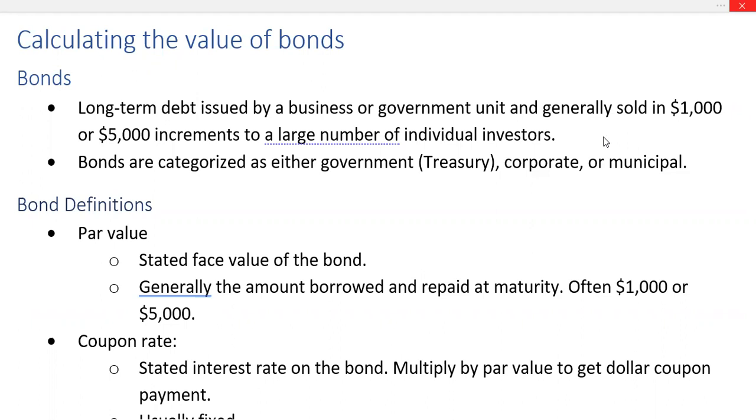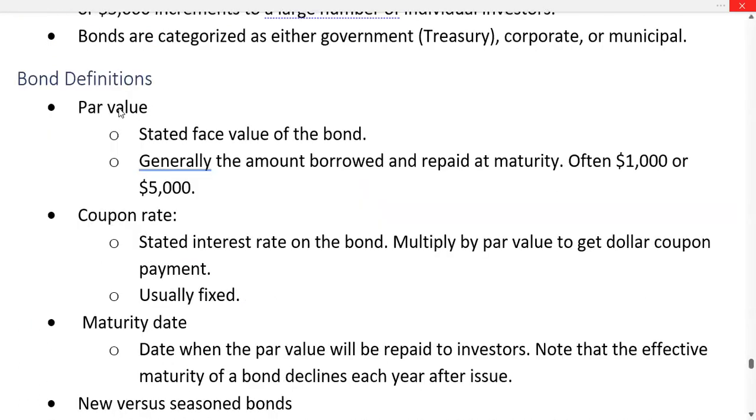Let's look at a few definitions first before we try to calculate. Here we use the term par value, which is the stated face value of the bond. This is generally the amount borrowed and repaid at maturity, and again, this is the one that's often sold at $1,000 or $5,000 increments. The coupon rate is the stated interest rate on the bond.